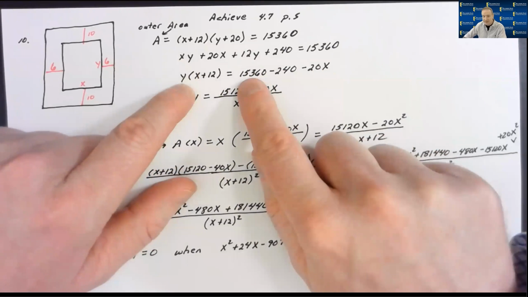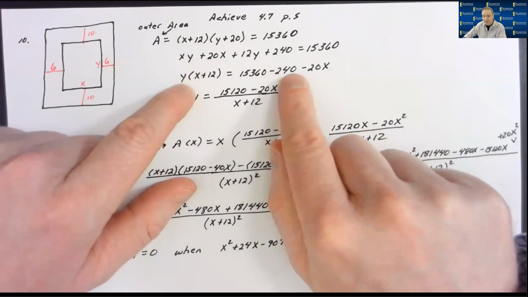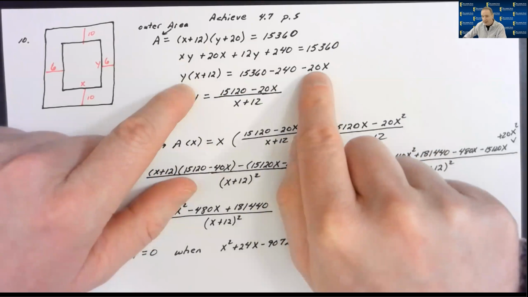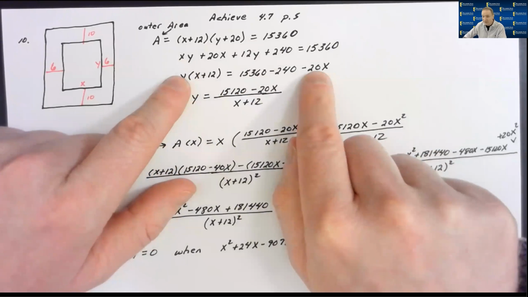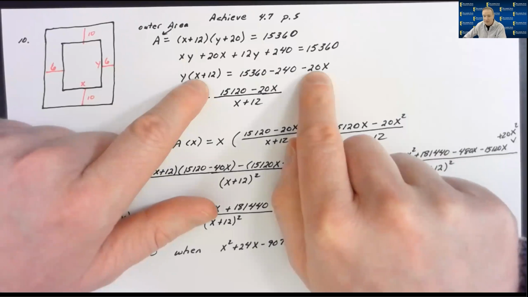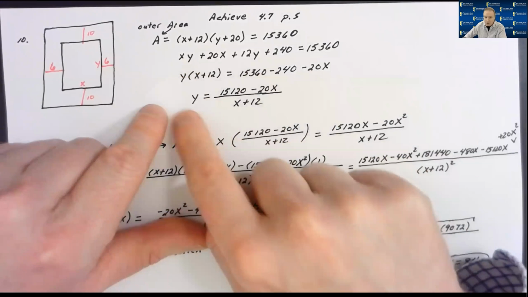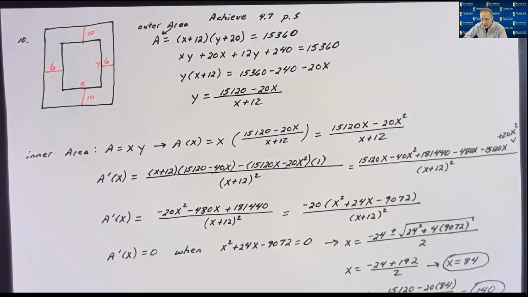Of course, 15,360 minus 240 reduces down to 15,120. I have minus 20x, but now if I want to solve for y all by itself, all I have to do is divide x plus 12 on both sides. Done. So here's my expression of y in terms of x.